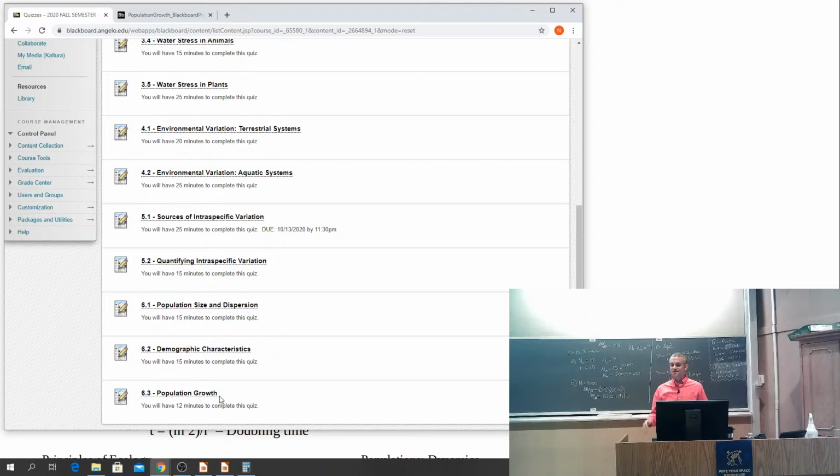Violating the assumptions of exponential growth. This is also due Friday at the end of the day. That gives you time to review, work through these problems, and get them done. If you have questions, please email me or bring them to class on Friday.